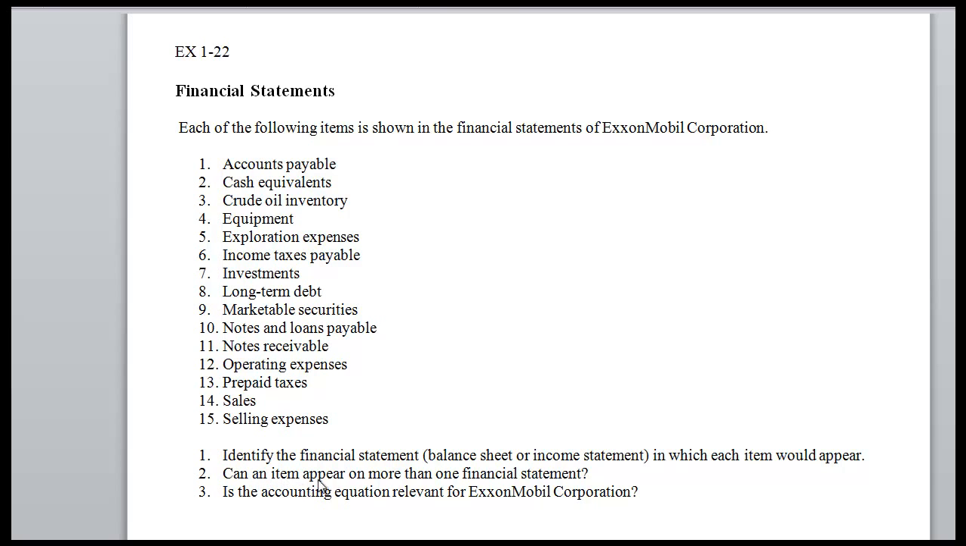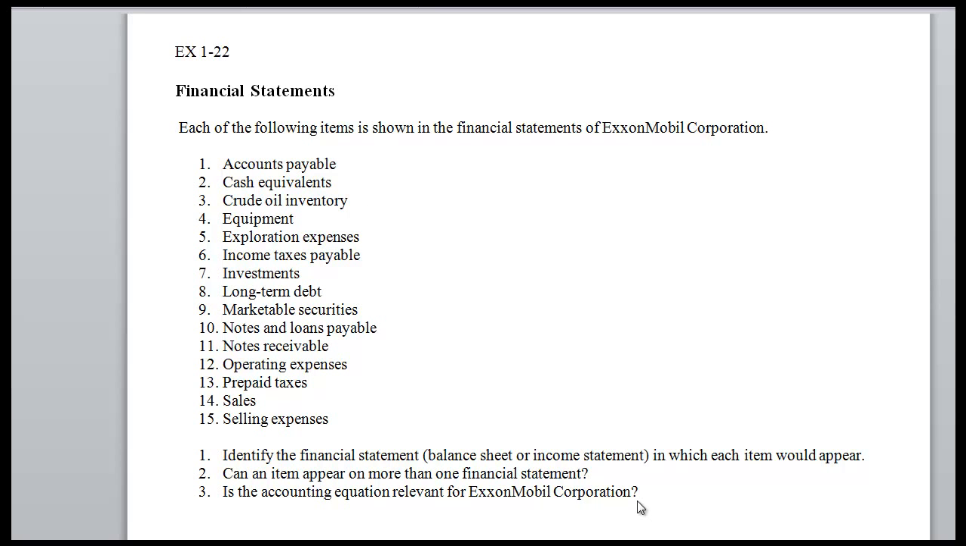So then it says, can an item appear on more than one financial statement? Well, everything in this list here either belongs on the balance sheet or the income statement. Now, in some circumstances, well, here's a great example. Cash. Cash would show up both on the balance sheet and the statement of cash flows. But in most circumstances, there's not going to be an item that's going to show up on the income statement and the balance sheet. It's typically one place or the other.